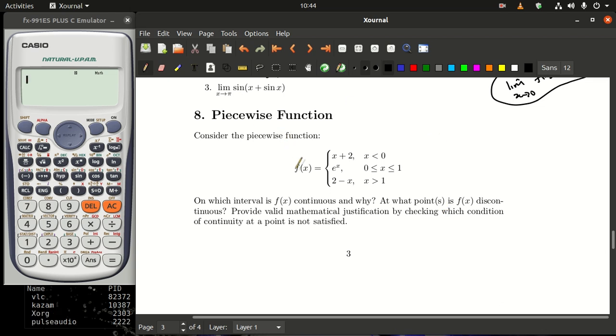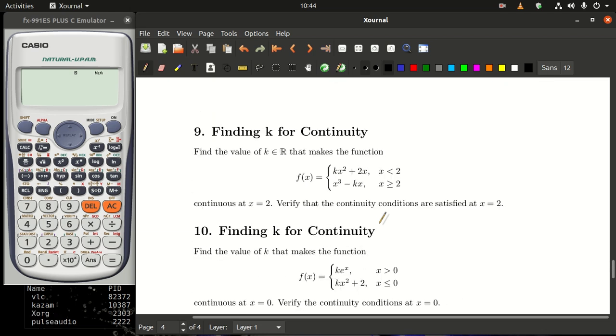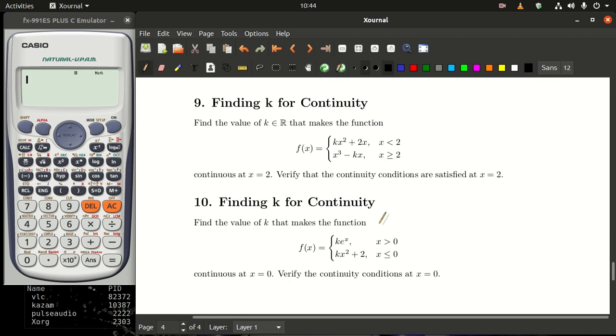Now consider the piecewise function. I have this: on which interval is f continuous and why? At what points is f of x discontinuous? Provide valid mathematical justification. I will leave this one as your homework. Try and do it honestly and see what you are actually getting. And also number 10, I will leave it as homework for you. Try and see what you are actually getting using continuity. I am only going to do this one here, which is number 9, and then we can call it a day.